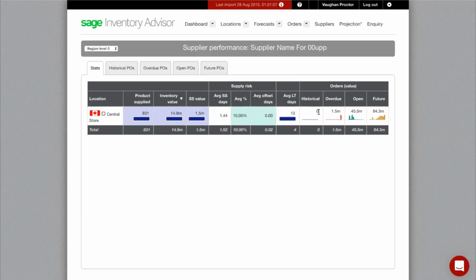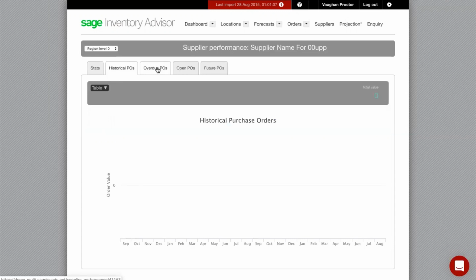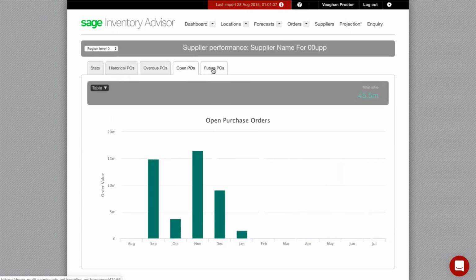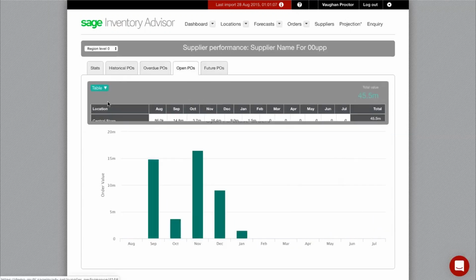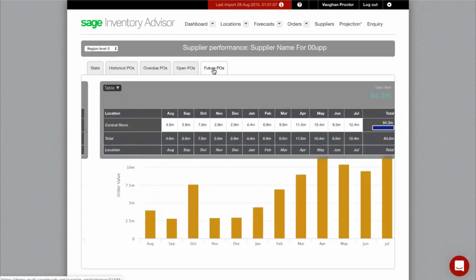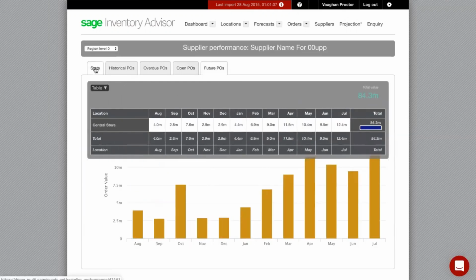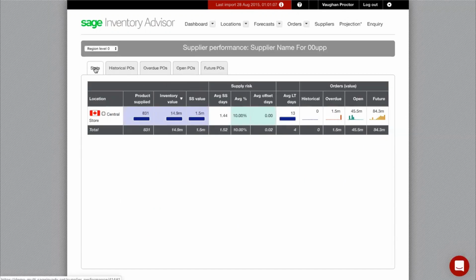And then I can have a look at historical orders, overdue orders, open orders, and future orders for the supplier. And we can get into more detail for those specific things. We can drill down, have a look at tables, all that kind of stuff as well. So when it comes to supplier performance, if there are SLAs in place with suppliers or you're negotiating with a supplier, these stats will come in real handy when doing that. Okay, so those are two additional modules.